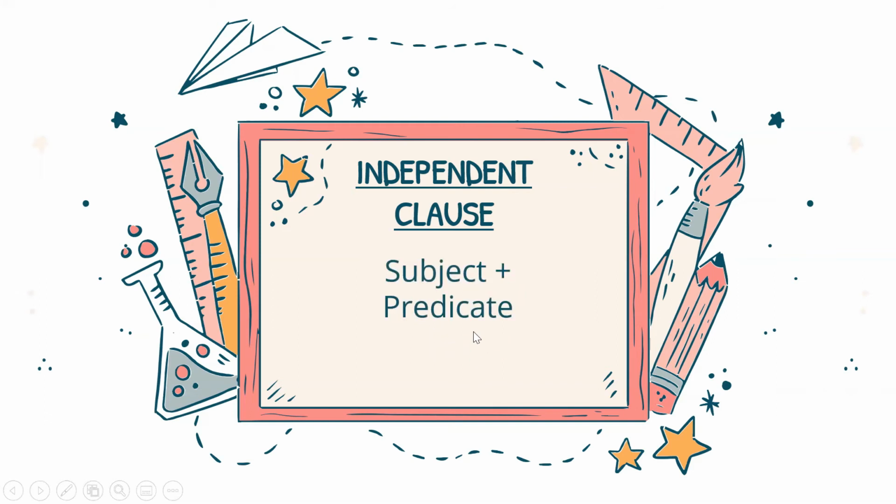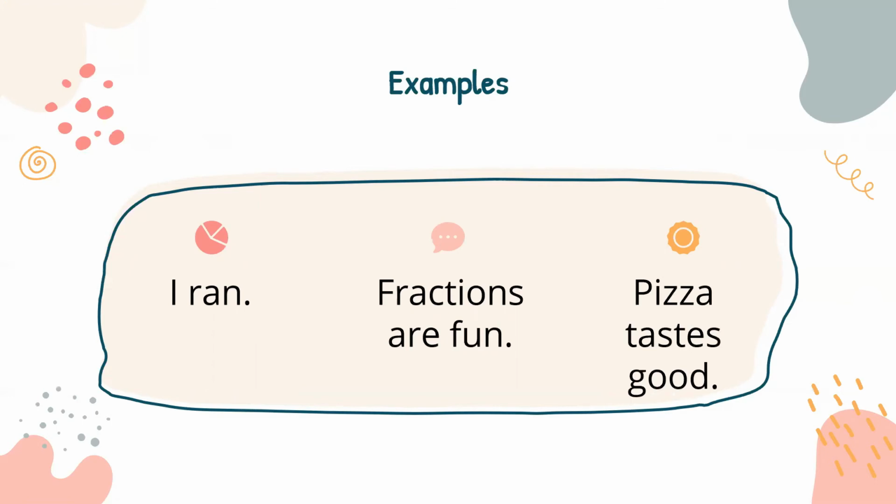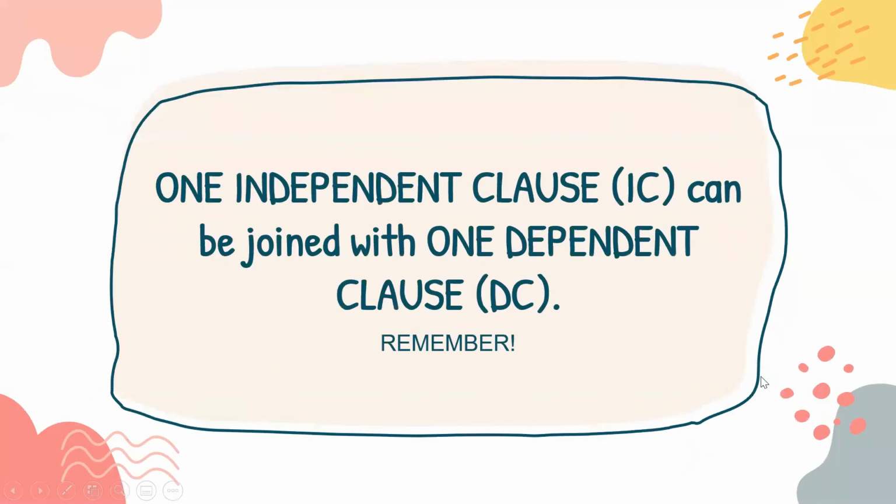Let's give examples again. I ran. I is your subject. Ran is your predicate. Fractions are fun. Fractions is your subject and are fun is your predicate. 3. Pizza tastes good. Pizza is your subject. Tastes good is your predicate. So these are the examples of independent clauses. So one independent clause can be joined with one dependent clause. Always remember that.